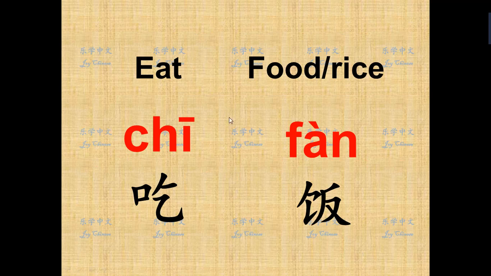Next one, we learn a very important word, 吃饭. We learned fan previously. It means food or rice, or meal. Fan, first tone. Today we combine ch with i, first tone. 吃 means eat. 吃饭, this is a word. 吃饭 means having food.